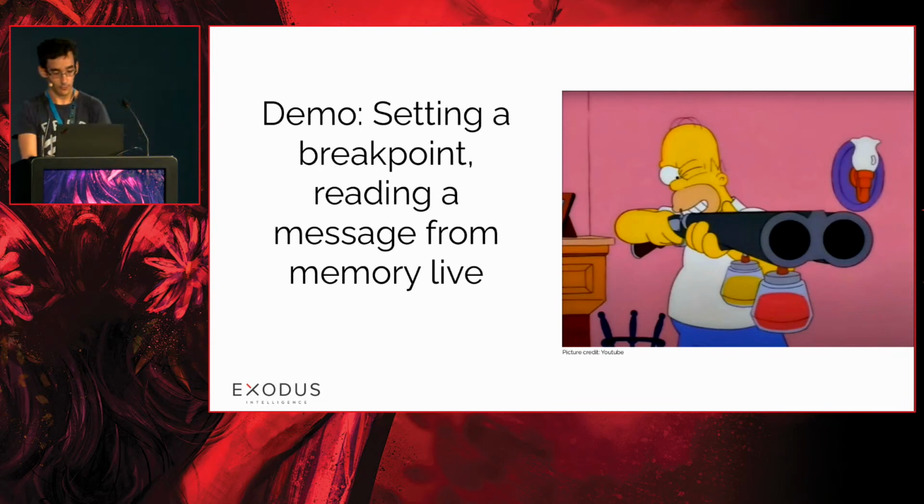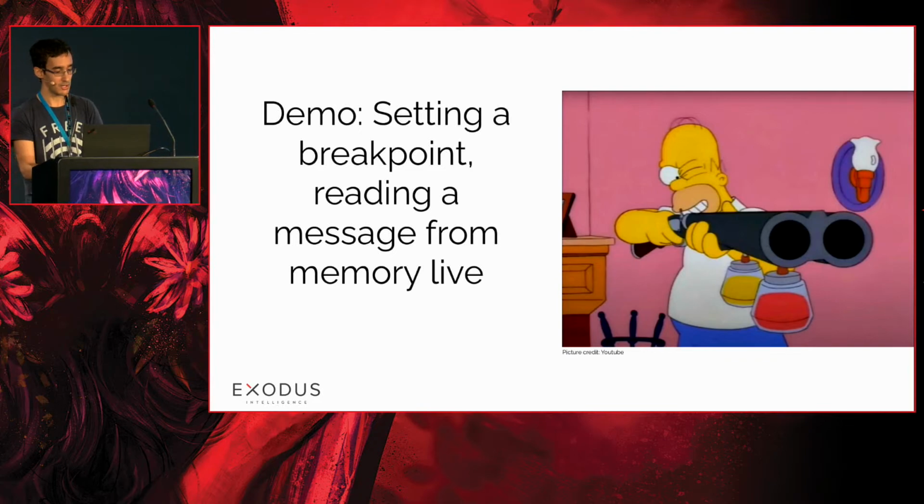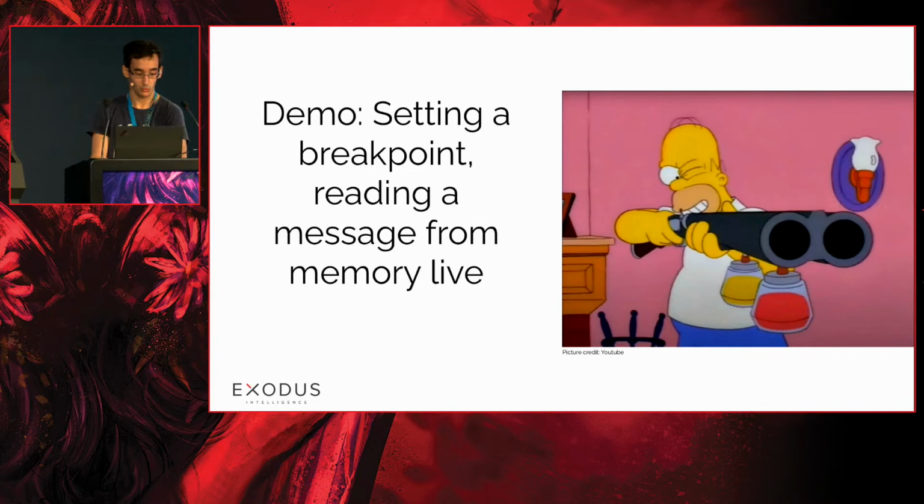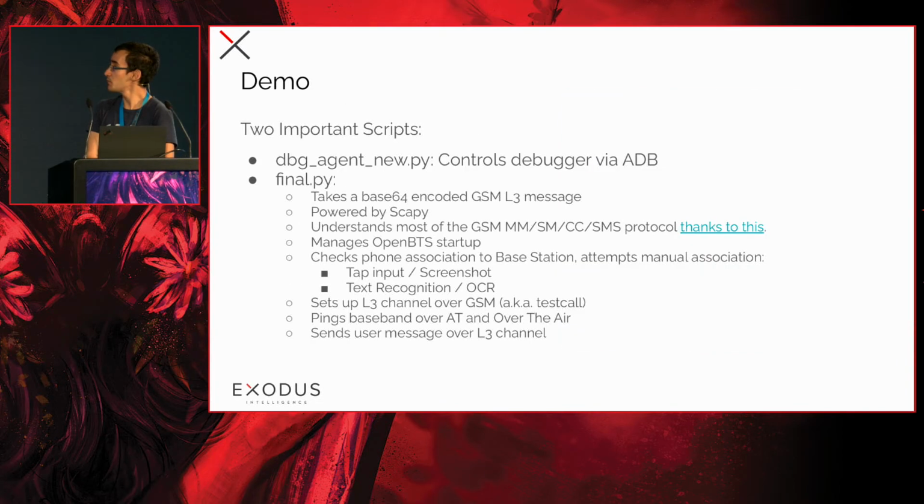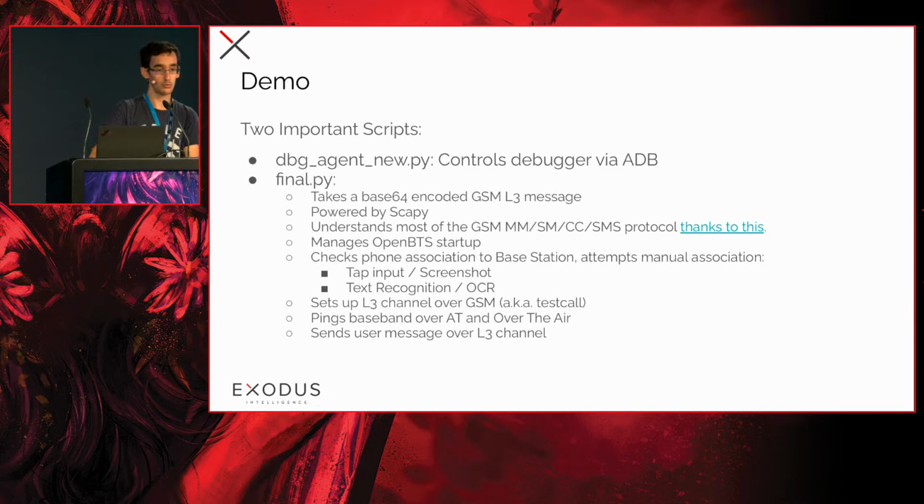And now, for my greatest trick, I'm going to try to set a breakpoint in a live baseband target, and I'm going to try to read a message from memory live after sending a GSM layer 3 message. There are two important scripts that we need to be familiar with, namely debug_agent_new.py, which is going to be controlling the debugger via ADB, the Android Debug Bridge.